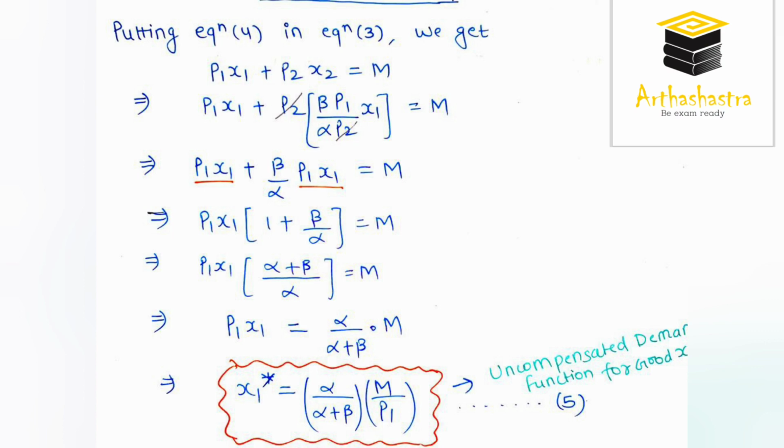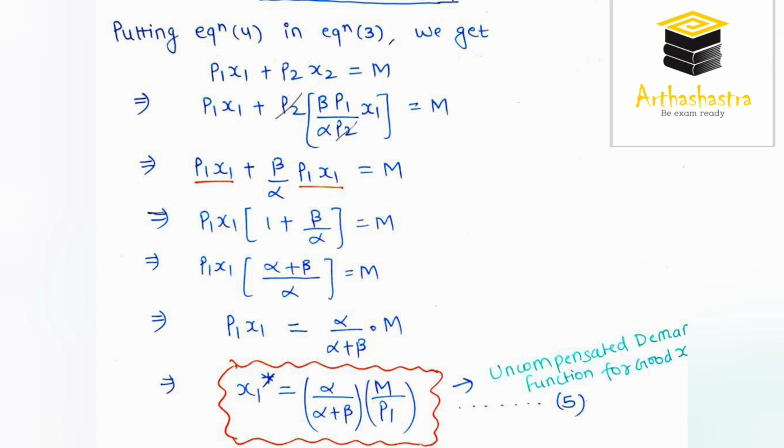On solving the term in bracket, we get alpha plus beta over alpha. On rearranging the above term, we get p1 x1 equals alpha over alpha plus beta times m. Now solving for x1 gives us x1 equals alpha over alpha plus beta whole times m over p1. Now I have put a star over this because this is our uncompensated demand function for good x1. Yes, we have found the uncompensated demand function.